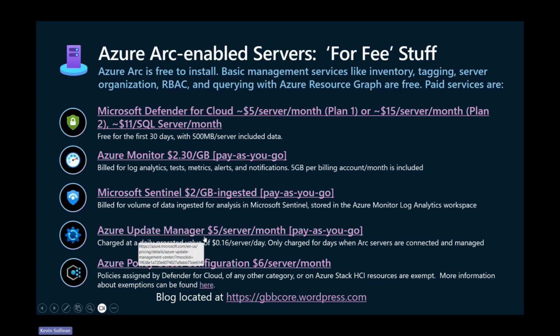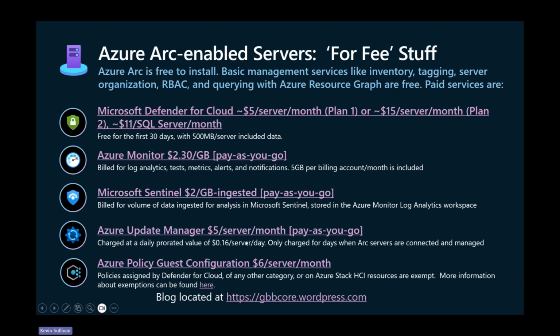But essentially, if your off-premise servers, maybe they're in Amazon or Google or on-prem, and you turn them off during weekends or off hours, we actually will prorate the cost. So it's important to realize that some of these have hourly or daily prorates. The worst case scenario would be about $5 per server per month for an Arc-enabled Azure Update Manager managed machine.